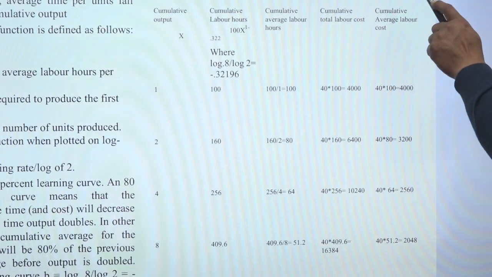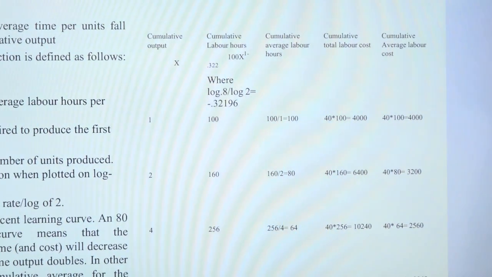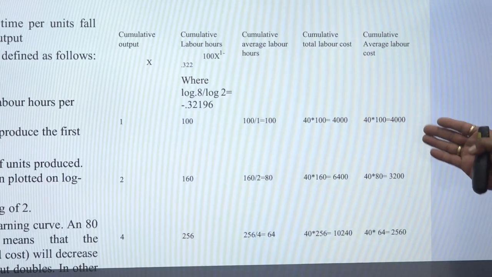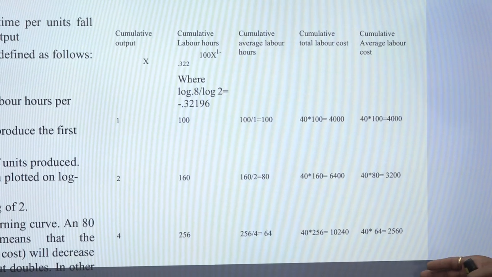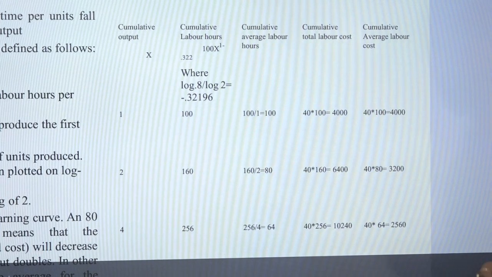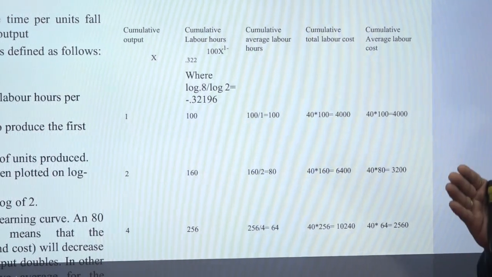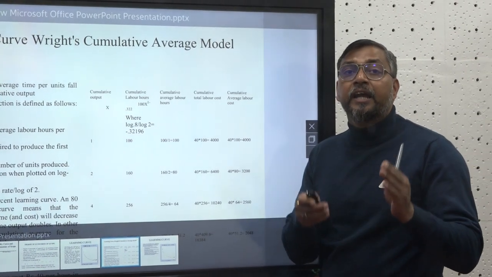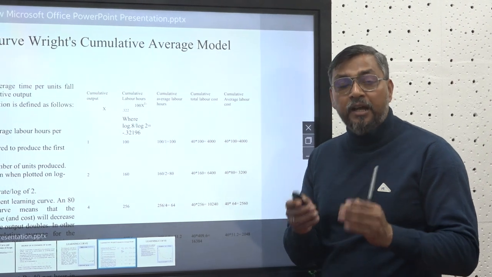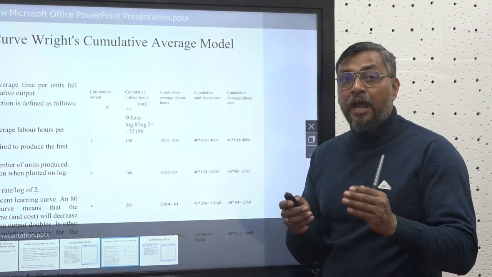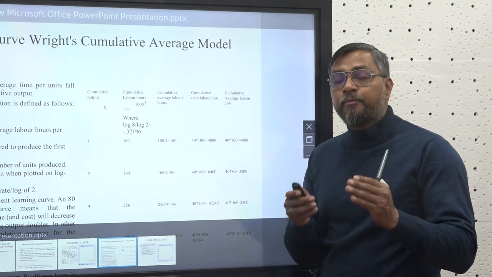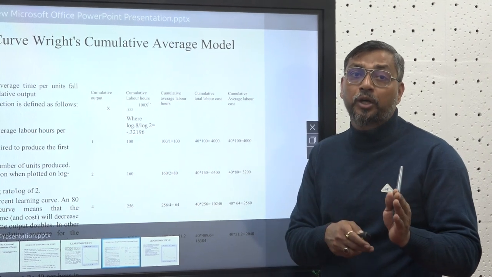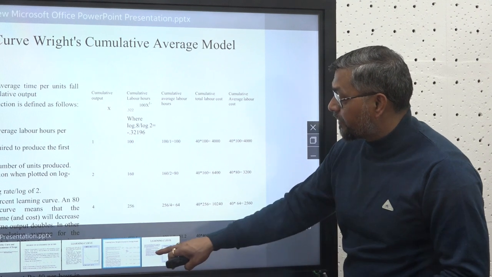Now if you look, during this production process, the average labor cost is continuously going down. Initially it was 4000, then 3200, then 2560, and at the last it is 2048. That means as the output is doubling, the workers are enhancing their skills, their learning is proceeding, and with the learning the time of production is going down, thus the average cost of production is continuously decreasing.